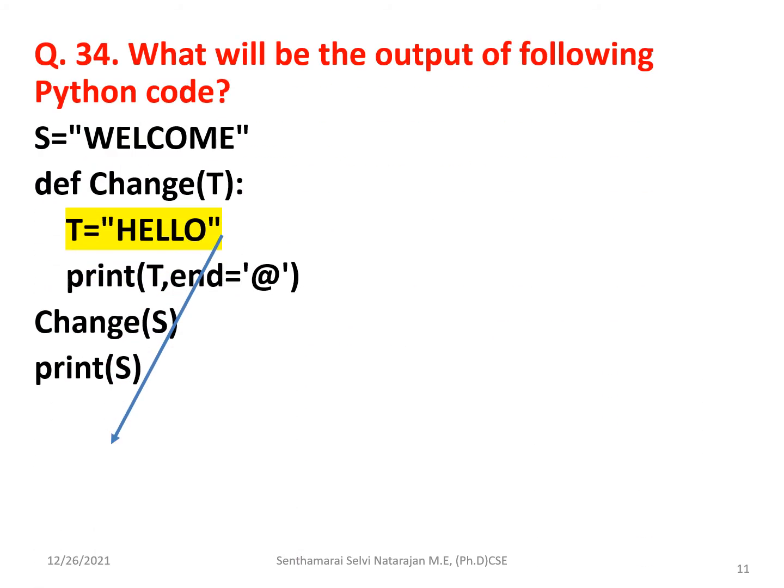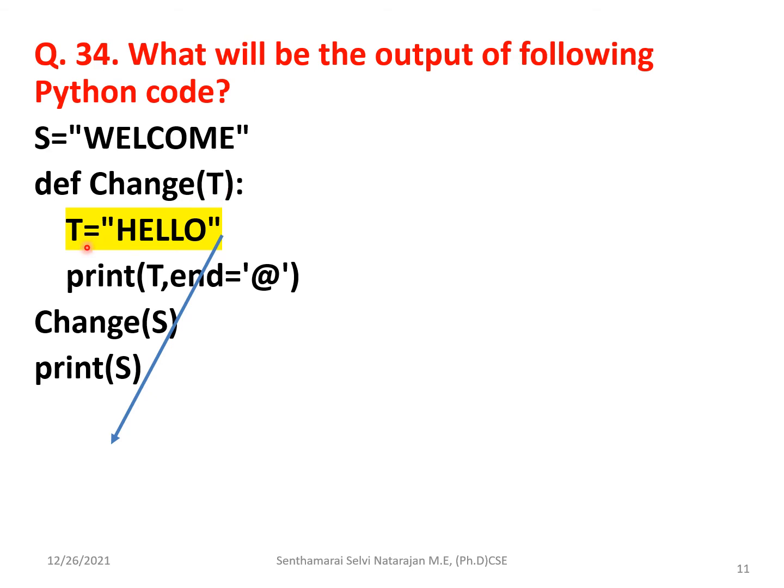Next question is the 34th question. Here they have given a string as welcome, and then they have defined a function, and in this function the string is taken as t, and then a string is taken, print the string and then end with an ampersand symbol. So moving to this call of the function, change of s. Now welcome, s is welcome. So welcome is passed here. This is the string passed here.